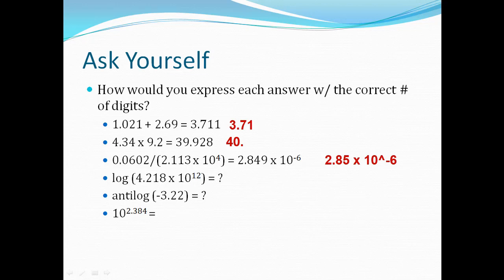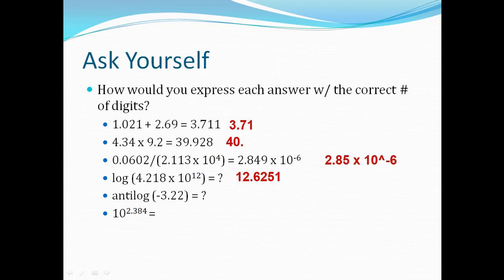What about the log of 4.218 times 10 to the 12th? Well, you see that the number has 4 sig figs in total. So that means that you're going to have 4 numbers in your mantissa of your answer, in the fractional part of your answer. If you take the log of that number, you should have gotten 12.6251. And you notice that there's 4 digits in the mantissa because, again, you have 4 sig figs in that number.